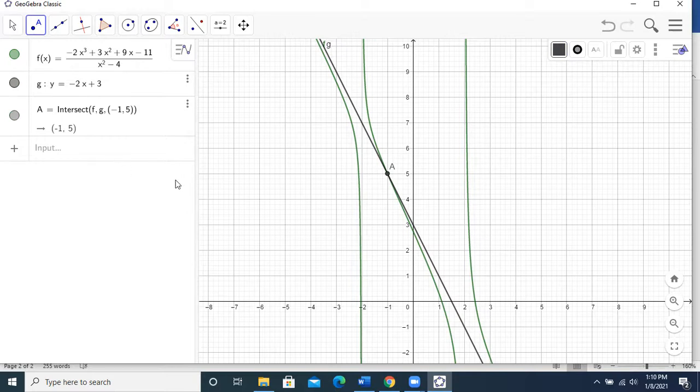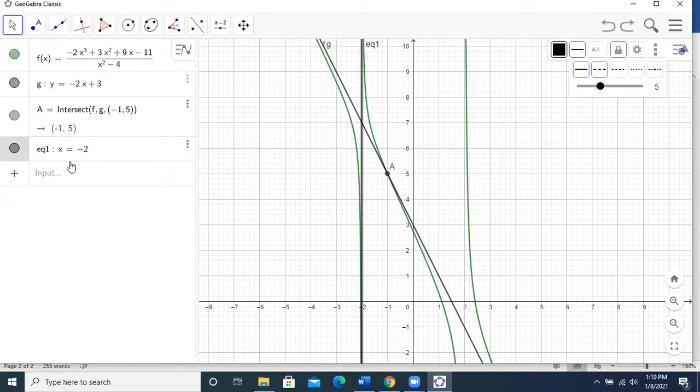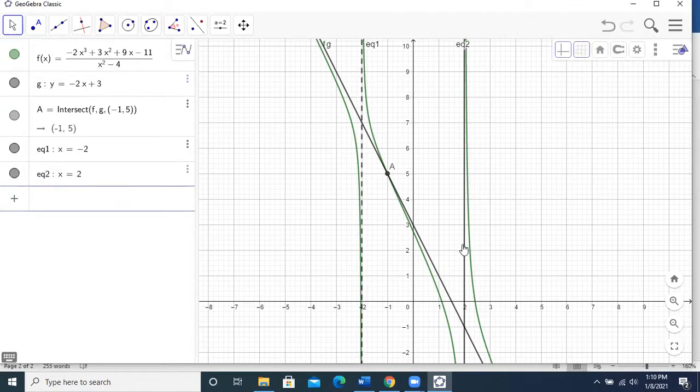Look at your table. I want to draw two more things: x equal negative 2, this is the vertical asymptote, and x equal 2, the second vertical asymptote. The graph of this function will come out like this. As you can see here the asymptotes: you have two vertical asymptotes, x equal negative 2 and x equal 2, and the oblique asymptote y equal negative 2x plus 3. Look at this on the table.